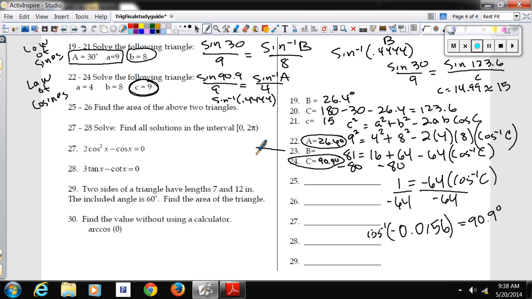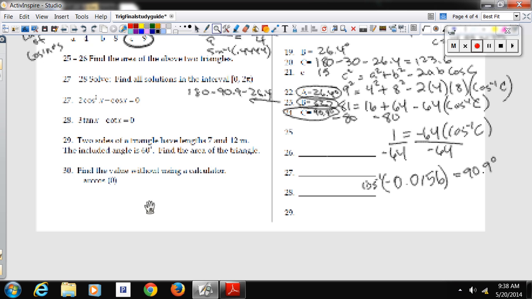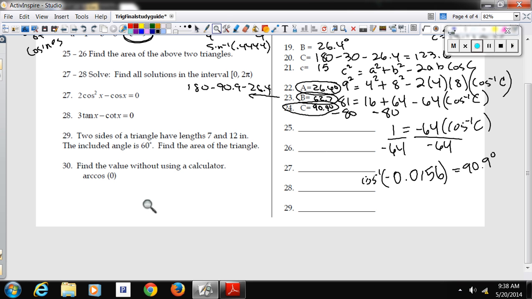To get letter B, you just do 180 minus 90.9 minus 26.4, which is 62.7 degrees. So that would be B. So that'll give you all three angles. Yep. It's all multiple choice, so you've got to pick the right answer. So you won't have to get docked or anything, and you'll be fine. Just with the multiple choice there, you should be fine.